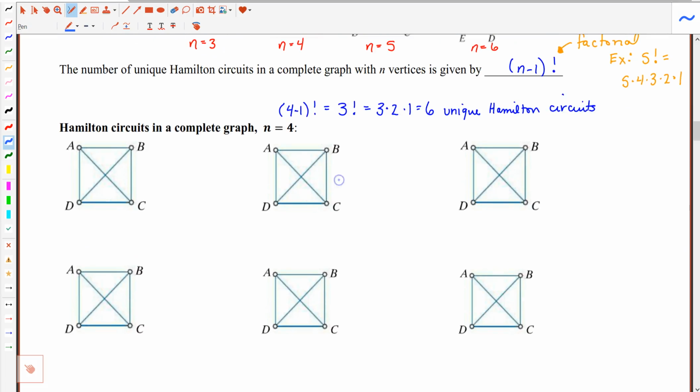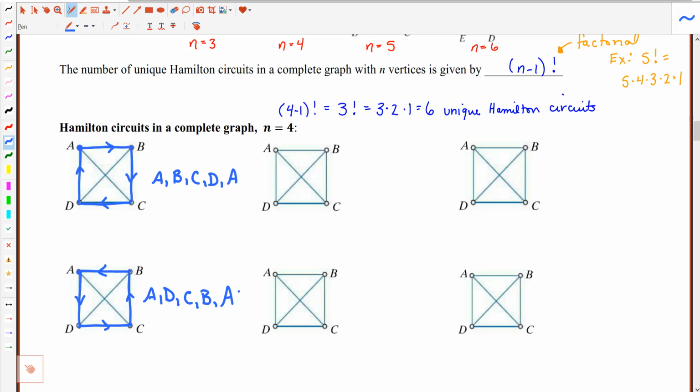So coming back down here, on all these I'm going to start at A. I could go from A to B to C to D and then back to A. There's a Hamilton circuit. Now, we said the direction matters, so if I went from A to D instead, then to C, then to B, and then to A, we're going to count that as a different Hamilton circuit. Even though this grabs the same edges, I'm going through those edges in a different order.